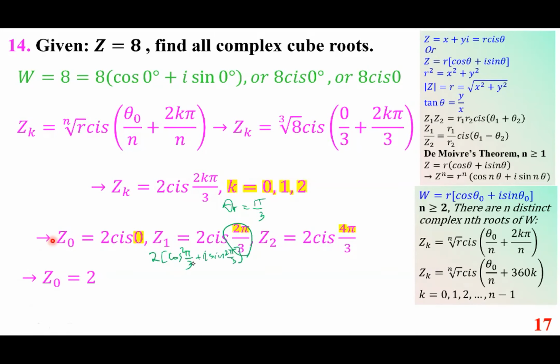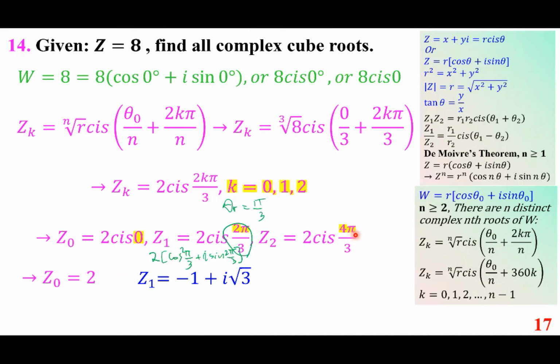Now, cosine of pi over 3 is 1/2, but for 2 pi over 3 it's negative 1/2, because it's in the second quadrant, times 2, negative 1. Sine of pi over 3 is square root of 3 over 2. In the second quadrant, 2 pi over 3 gives you the same result because sine is positive, so you have square root of 3 over 2. The 2 cancels out and just gives you square root of 3. So minus 1 plus i square root of 3.